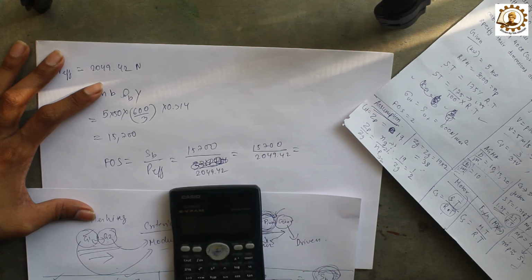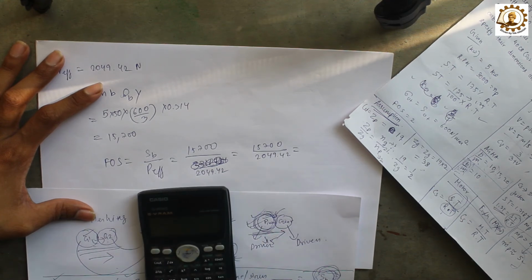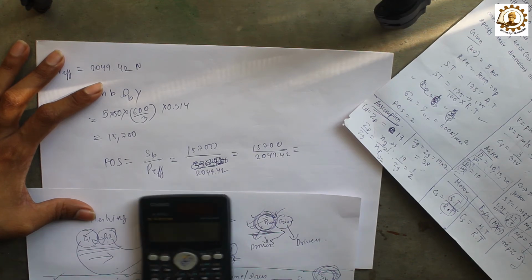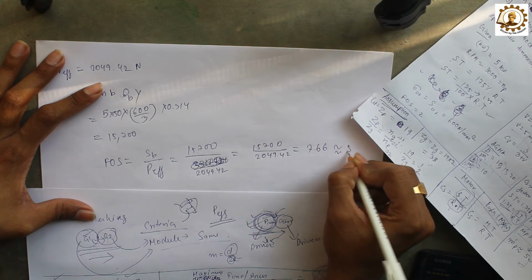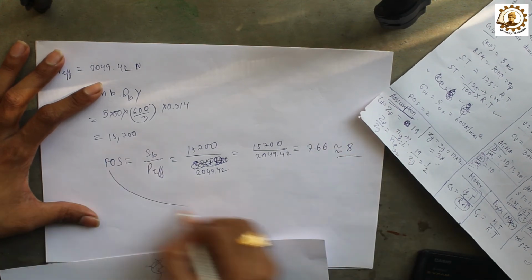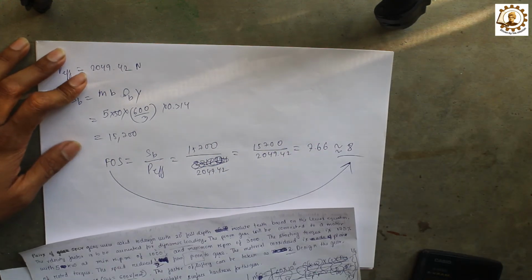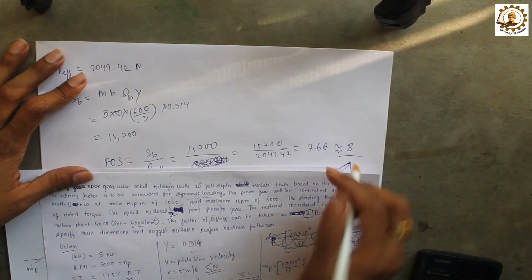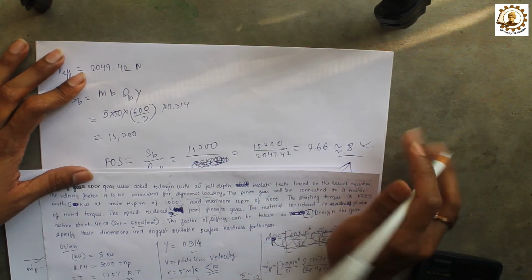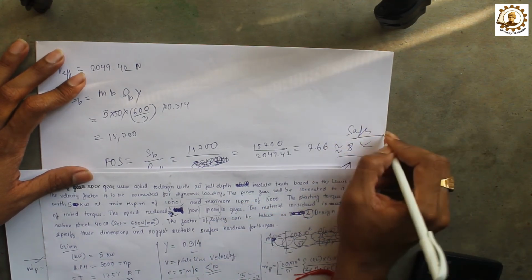1570 divided by 0.49.42, 7.66, that is 8. So the factor of safety after designing is 8. Before designing it was considered to be 2, but I got 8, that is maximum. That means my design is safe.